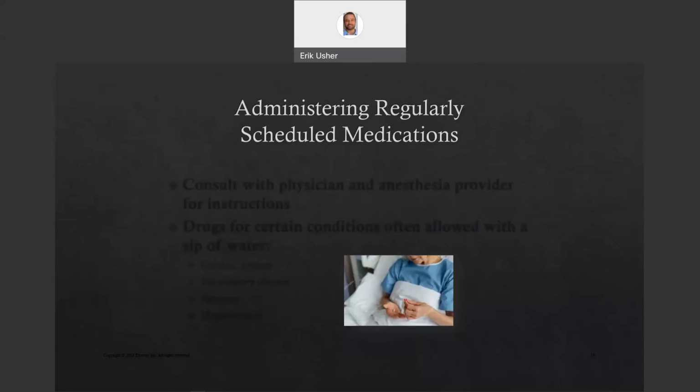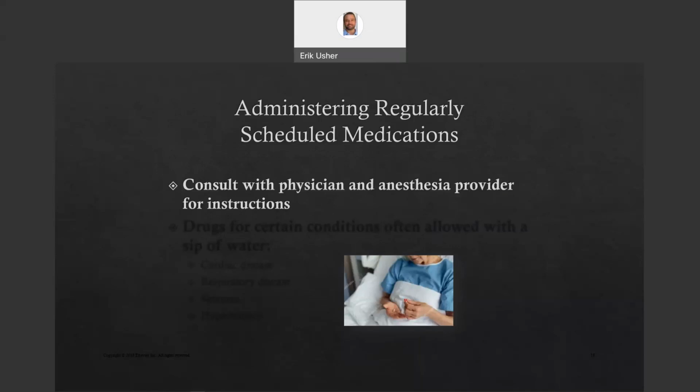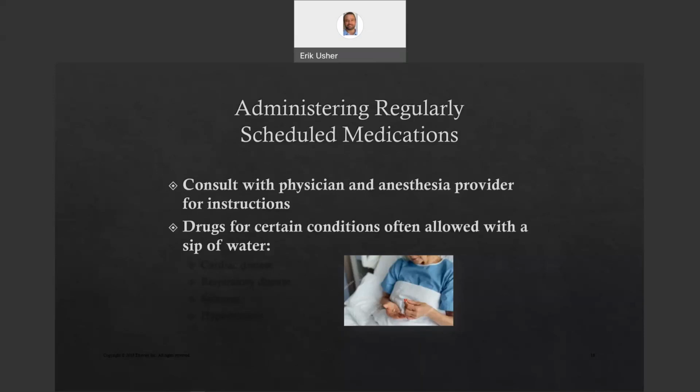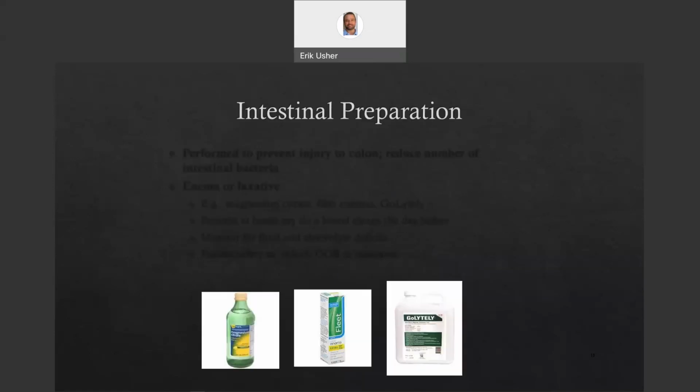What about medications? So what if you're on medications? Do we give them? Do you not give them? Well, the key thing is you've got to talk to the physician in anesthesia about these for instructions. There are certain drugs that are allowed with a sip of water the morning of, and that can be cardiac disease medications, medications for respiratory issues, seizures, and hypertension. Again, you don't want to give the anesthesiologist much more work on top of what they're doing by having the patient withheld off those medications.